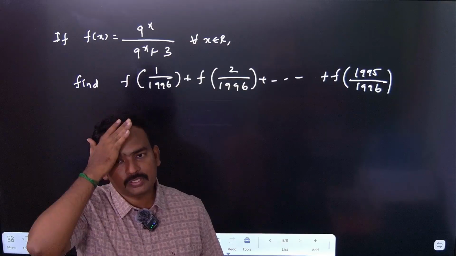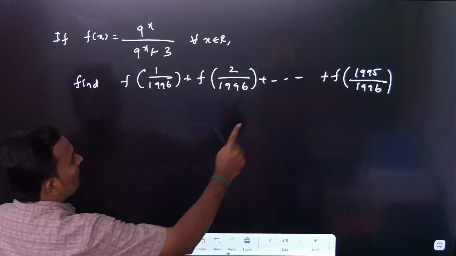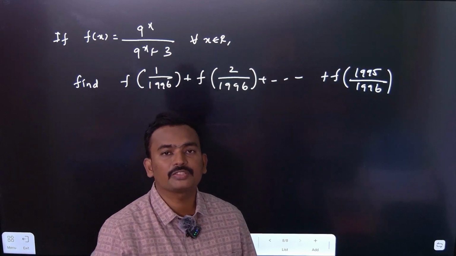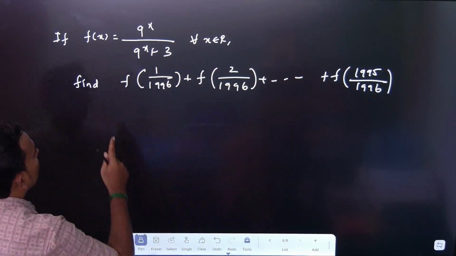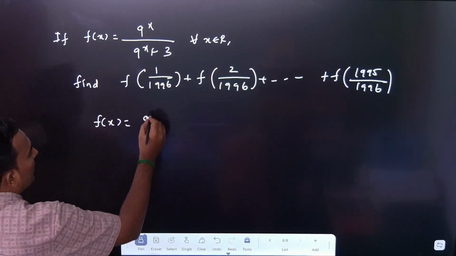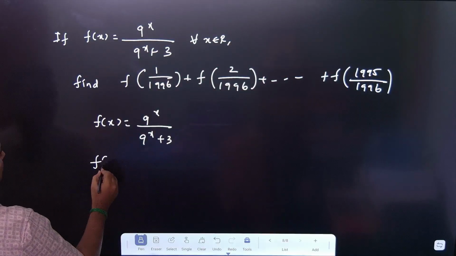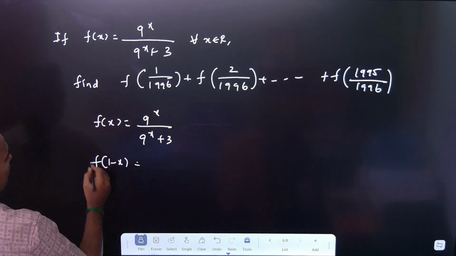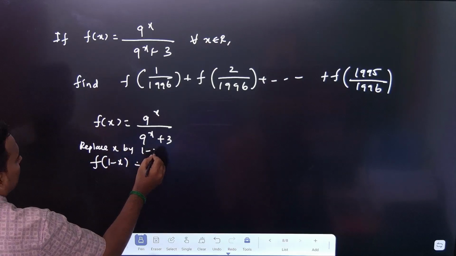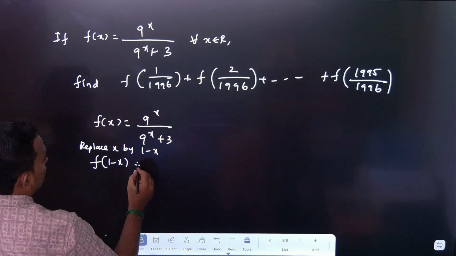These kinds of questions, what you can do is just see whether the first term and last term sum will be 1, or 2, or 3. You have to check it. You can see f of x, what is that? 9 power x divided by 9 power x plus 3. Replace x by 1 minus x. Wherever x is there, just replace it with 1 minus x.